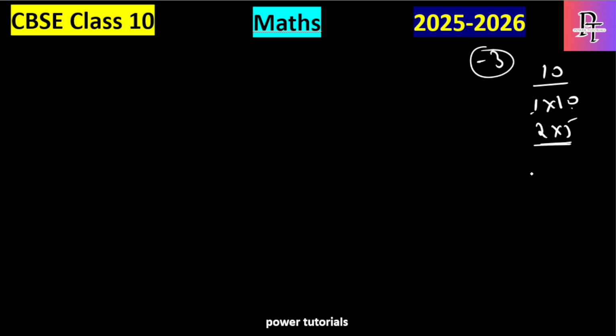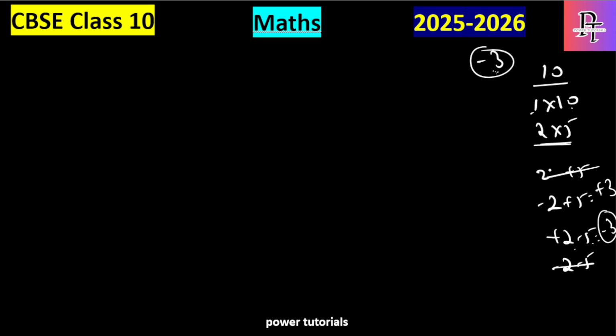So how with 2 and 5? What are the 4 combinations possible? Plus 2 plus 5, minus 2 plus 5, plus 2 minus 5, minus 2 minus 5. Plus 2 plus 5 is 7, minus 2 minus 5 is minus 7. So these are eliminated. Minus 2 plus 5 will become plus 3, but we want minus 3. So what is the other one? Plus 2 minus 5, which is minus 3.